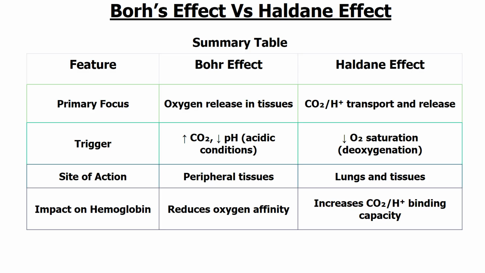In both cases, the primary focus for the Bohr effect is oxygen release in tissue, while for the Haldane effect it is carbon dioxide or hydrogen ion transport and release. What triggers the Bohr effect is high carbon dioxide concentration and low pH, while that of the Haldane effect is low oxygen saturation. The site of action for the Bohr effect is peripheral tissues, while the lungs and tissues are the site of action for the Haldane effect. Now, impact on hemoglobin: the Bohr effect reduces affinity, and the Haldane effect increases carbon dioxide and hydrogen ion binding capacity.